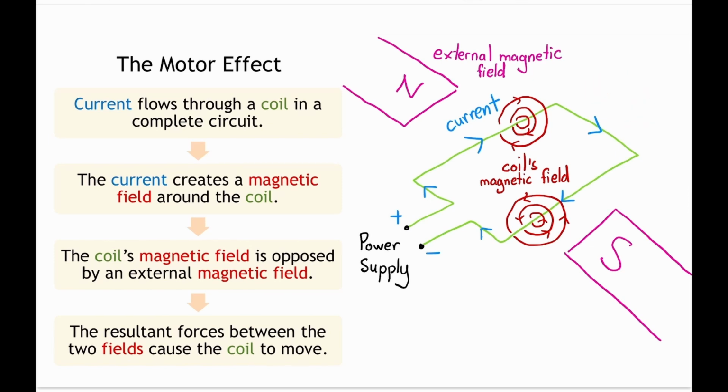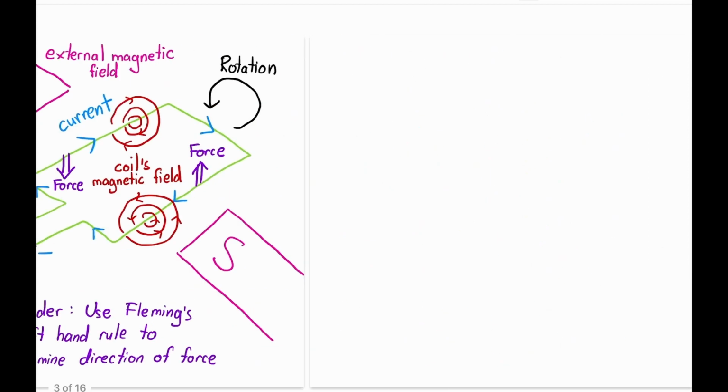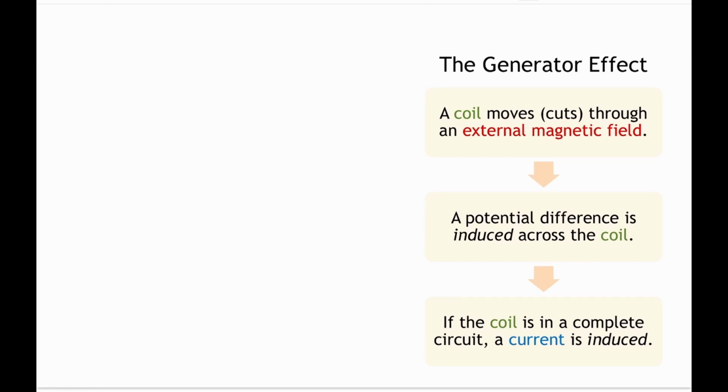To determine the direction of rotation, we can use Fleming's left-hand rule to determine the direction of force on either side of the coil. In this case, there is an upward force on the right-hand side and a downward force on the left-hand side of the coil. Here, that is going to produce an anti-clockwise rotation. To summarize, in the motor effect, we are using electric current from the power supply to create physical rotation of the coil. We are now going to move on to the generator effect, where the reverse happens, and we use physical motion to create an electric current.